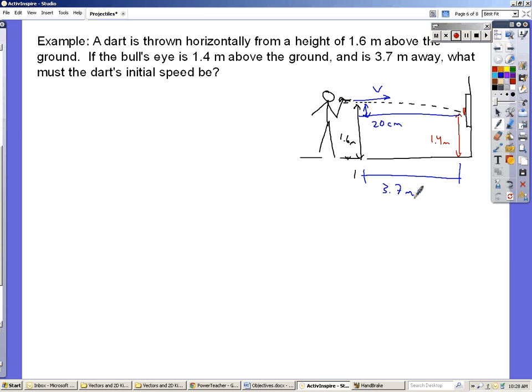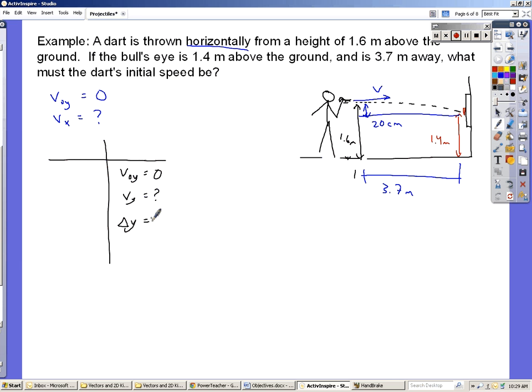Now because the initial velocity is horizontal, that tells us that v naught y is equal to 0, and the x component of the velocity is the same thing as the dart's initial speed. So that's what we're looking for. And now we go ahead and make our table. We say v naught y equals 0, vy we don't know, delta y is negative 0.2 meters, and t we don't know either. Vx is what we're looking for. Delta x is 3.7 meters, and again we don't know t.